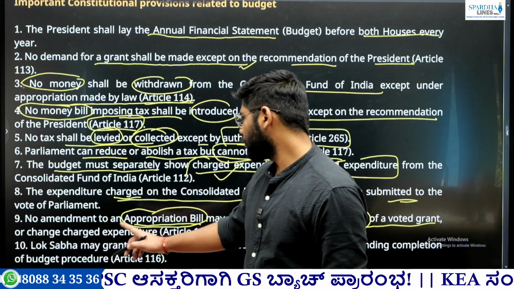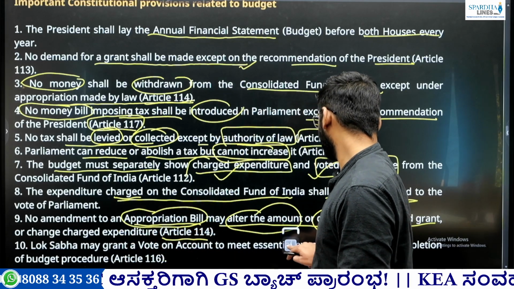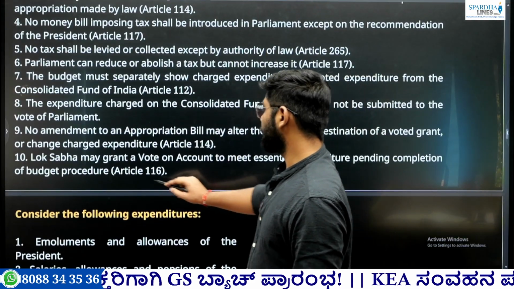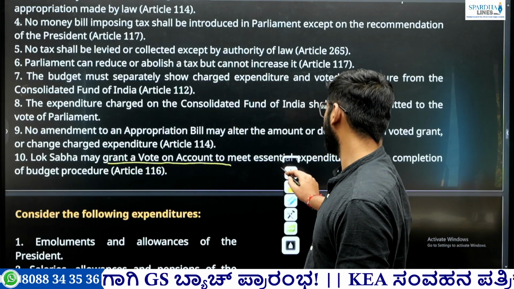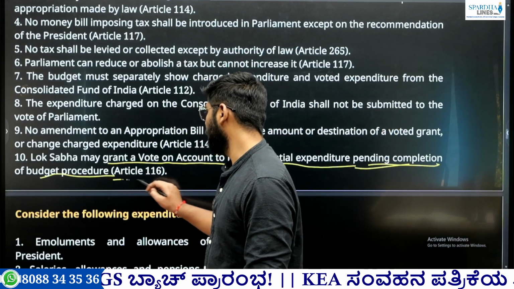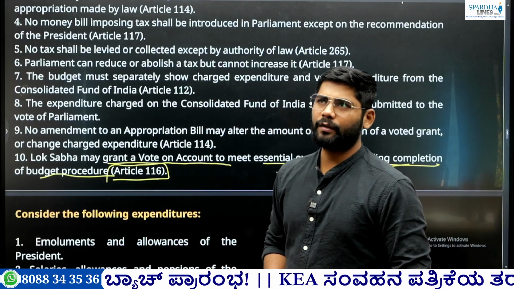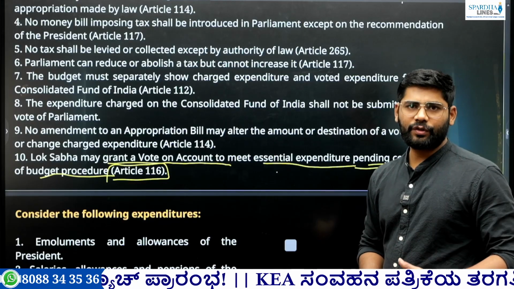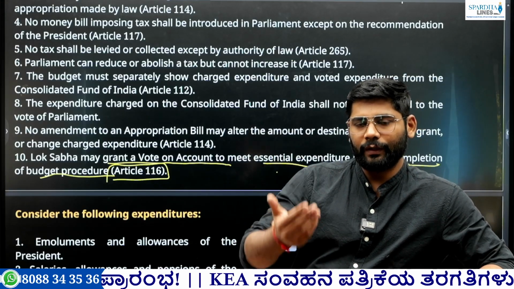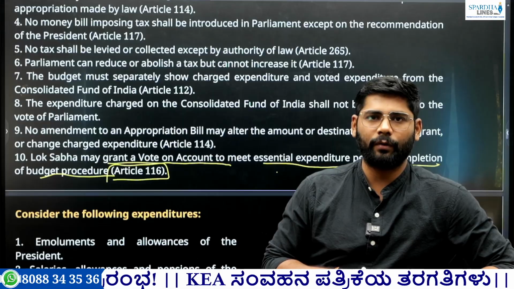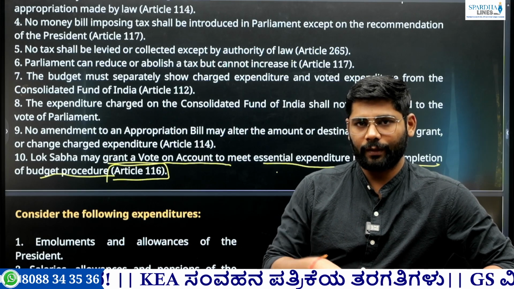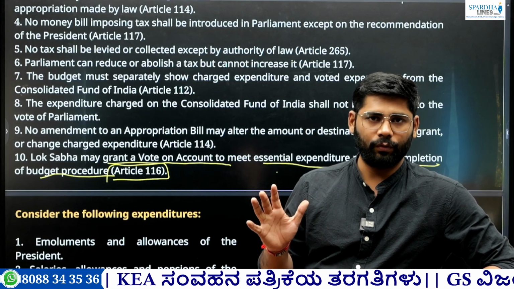Then the last one, the 10th one: the Lok Sabha may grant a vote on account to meet essential expenditure pending completion of the budget procedure, Article 116. This was used when, suppose, you know about the shutdown in the USA. So what happened during the USA shutdown? For the next financial year, their financial year starts on the 1st of November. So before the 1st of November, they must pass the budget. It was not passed, so at that time the major services went under shutdown.